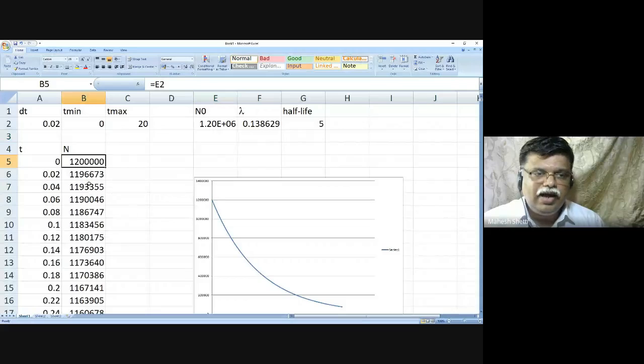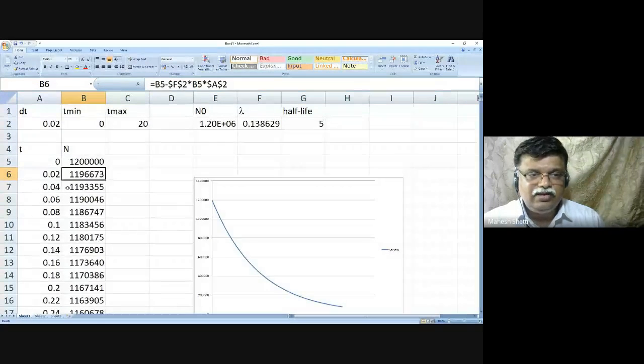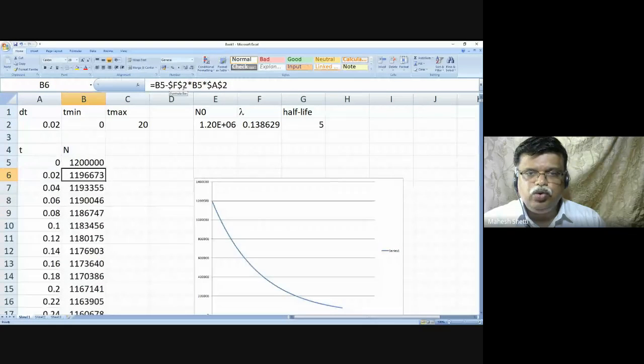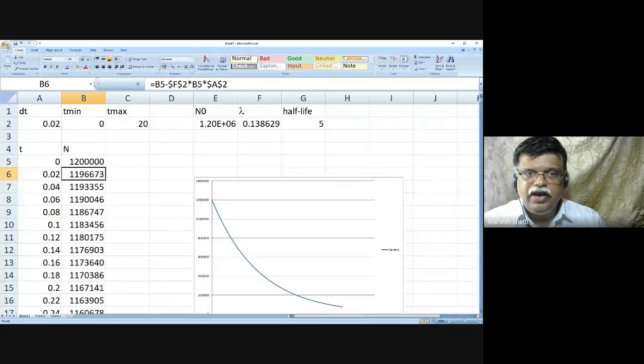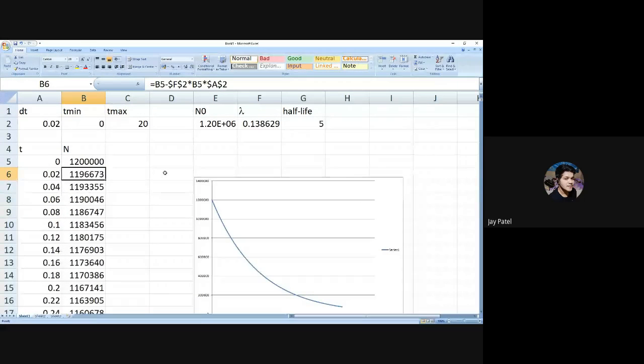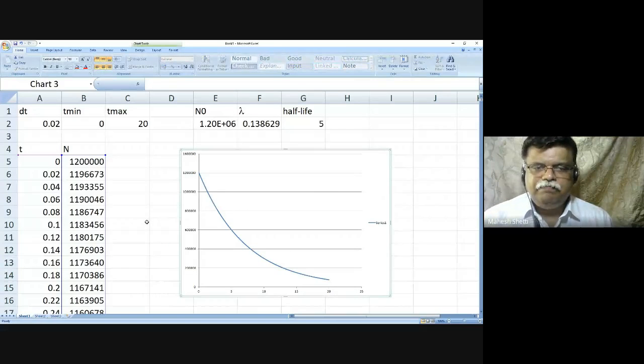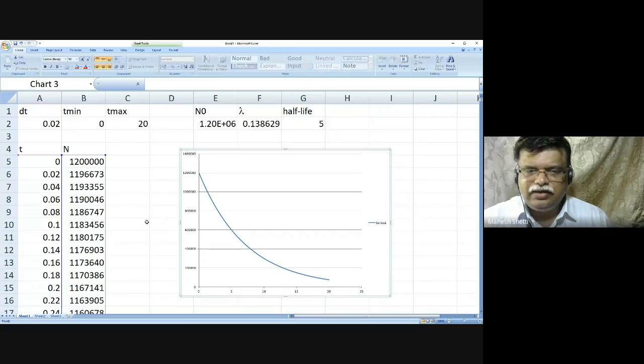And look at the formula here. The formula is B5, which is the earlier cell, like N1, minus $F$2, which is lambda, into N1 into delta t. Okay, sir. Thank you. So you can clearly see that the variation is going to depend on what is the difference equation that you're going to write.